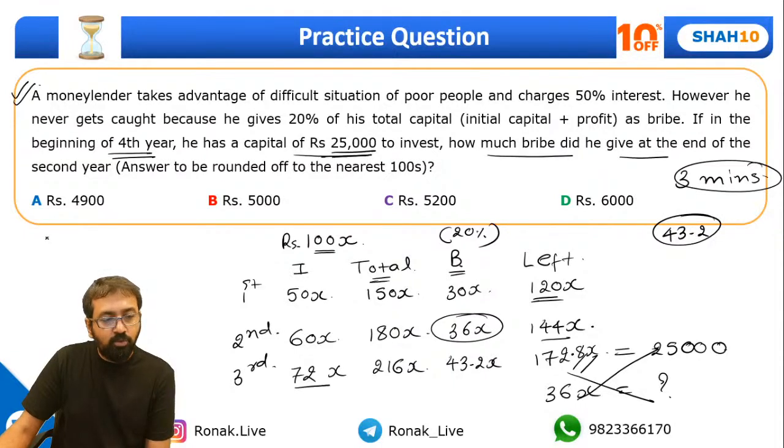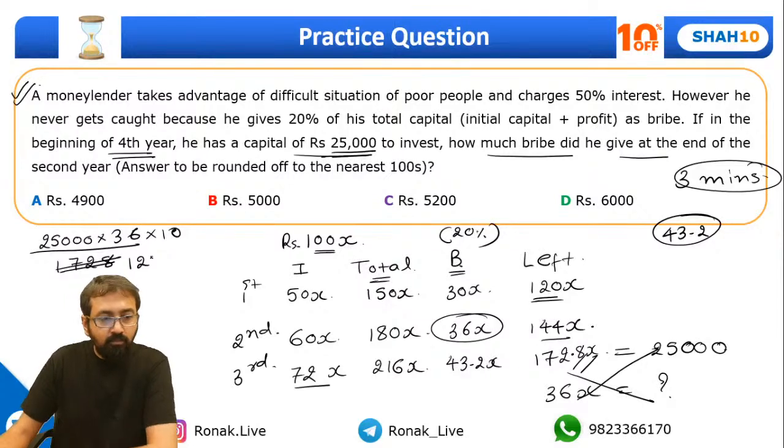So what will be the value? 25,000 into 36 divided by 172.8. So let me multiply by 10. Now what is 1728, guys? It's 12 cube. So this is 12 into 12 into 12. Correct?